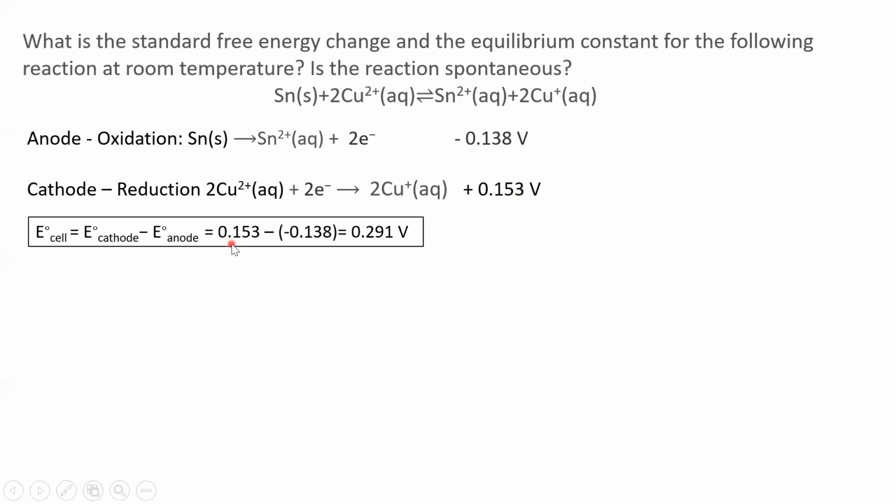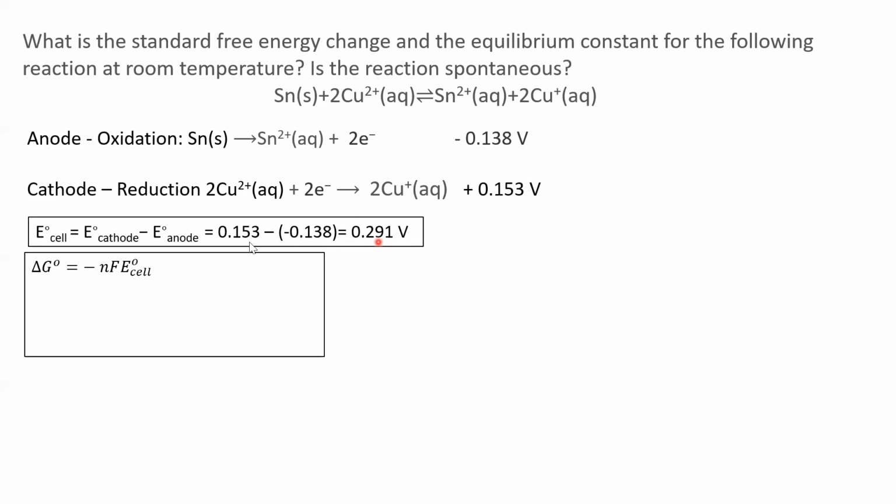So 0.153 minus negative 0.138 gives us positive 0.291. Next thing we want to calculate, what's the free energy? We're going to take negative N times F times E for our cell. The N is the number of electrons. So in this case, 2 electrons are being lost in our oxidation, 2 electrons are being gained in our reduction, so N equals 2.